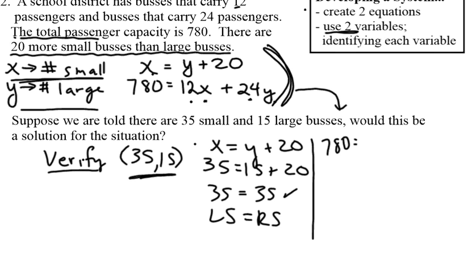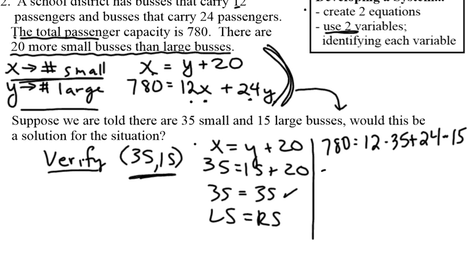780 is equal to 12 times 35 plus 24 times 15. Sorry, be consistent here. We have 12 small buses plus 24 large buses. There are students for every 15 large buses there are. That's what it's telling us.